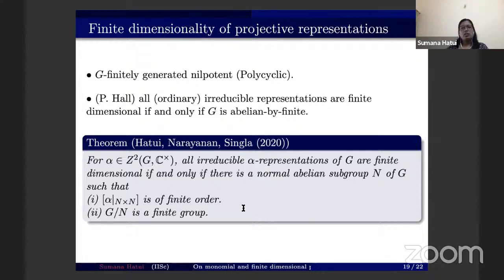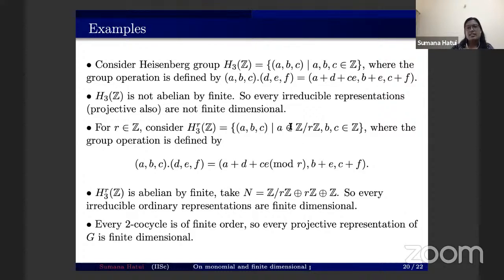Okay, so here are two examples I have given. You consider the discrete Heisenberg group H3Z, because we have already talked about the projective representations of this group. In our case, we have studied finite dimensional projective representations, but let's see whether it has finite dimensional projective representations or not. It does not, because this group is not abelian by finite, first of all. So if it is not abelian by finite, then not every irreducible projective representation is finite dimensional. There are some more infinite dimensional representations, even projective ones.